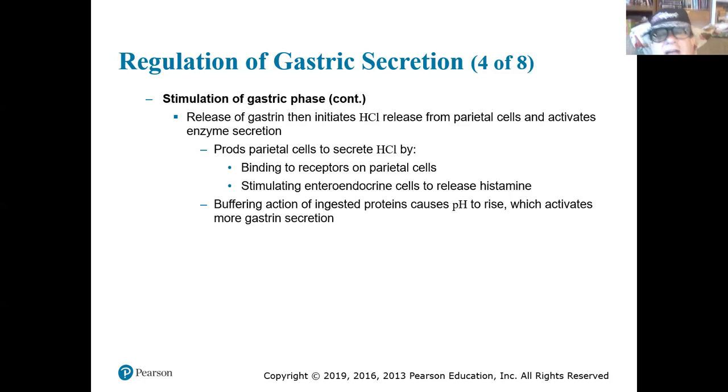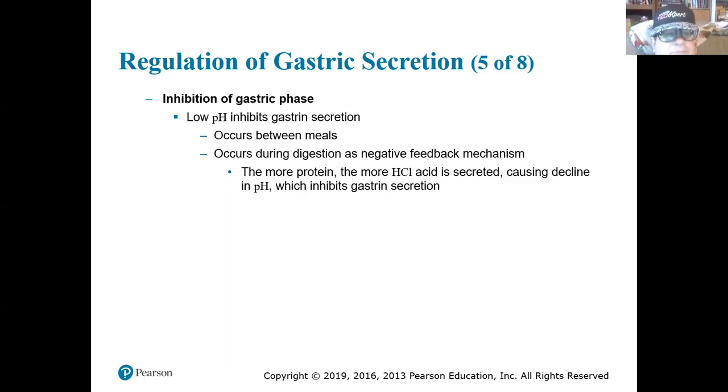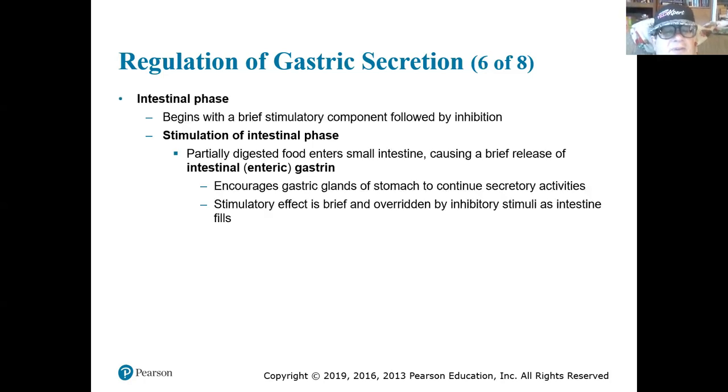Anyway, the buffering action of the ingested proteins will cause the pH to rise, and that will activate more gastrin secretion. All right. How do you inhibit the gastric phase? Low pH. Once you've made more acid, you stop the making of acid. This occurs during digestion as a negative feedback mechanism. The more protein, the more hydrochloric acid you make, causing a decline in pH, which then inhibits the gastrin secretion. Great. They repeated themselves there. It was probably good enough to tell you it was a negative feedback.